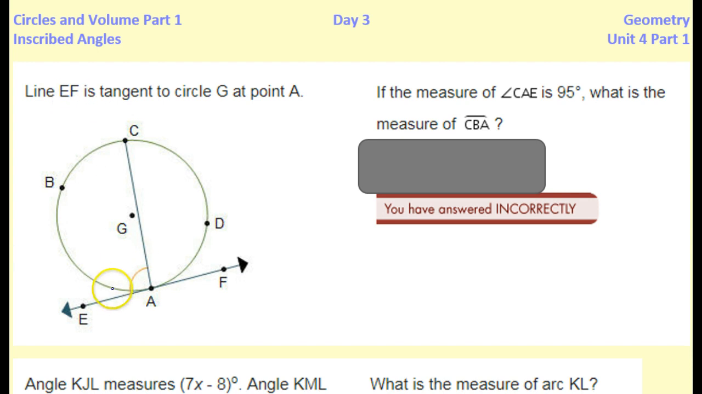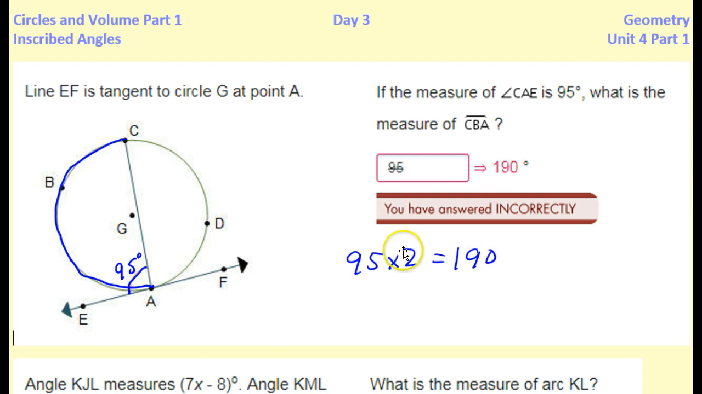Line EF is tangent to the circle at point A. If the measure of angle CAE is 95 degrees. So angle CAE is this angle right here, and they're telling us that this is 95 degrees. What is the measure of arc CBA? Well, that's going to be pretty easy because arc CBA is the intercepted arc of this inscribed angle. So it should be double this. So that should be 190. Kabam.